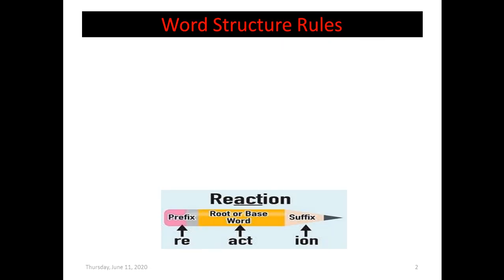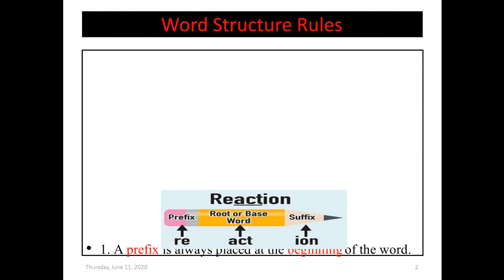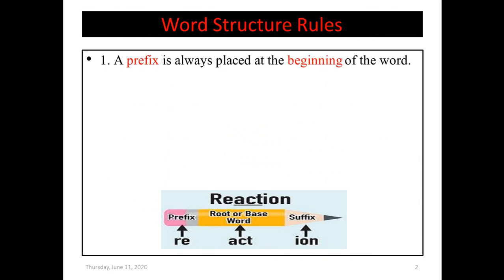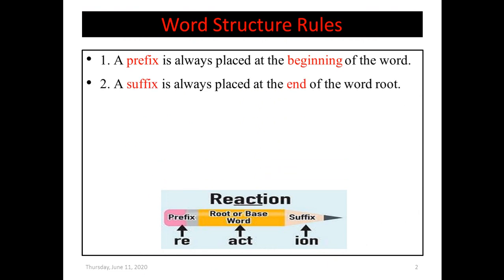So, word structure rule, first of all, a prefix. Prefix is always placed at the beginning of the word. Suffix is always placed at the end of the word. So this is the prefix and this is the suffix, here in the beginning, and this is at the end. So the word reaction: act is the root part, or the base. ION, on, is the suffix. Re is the prefix.